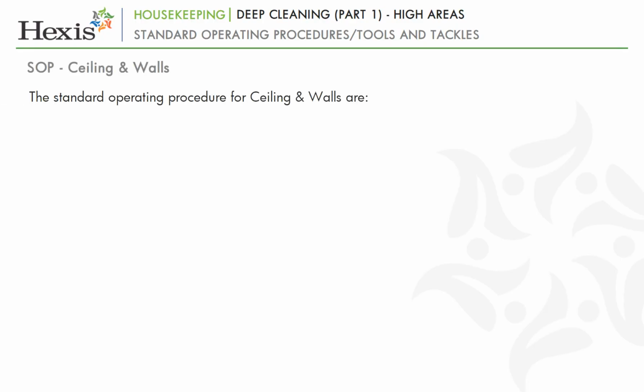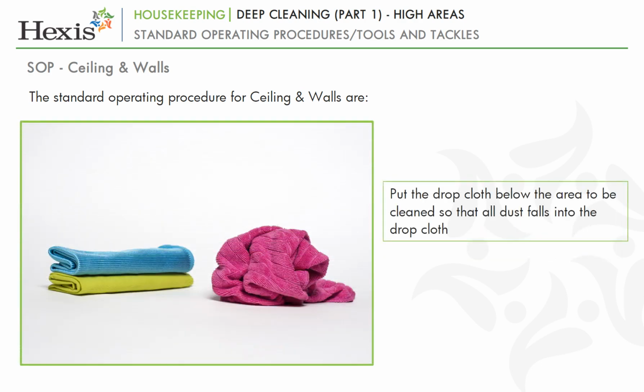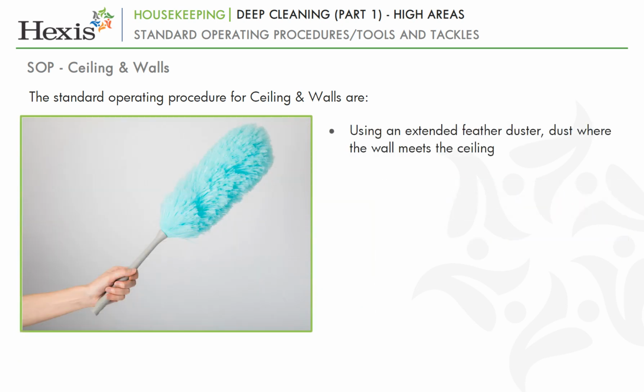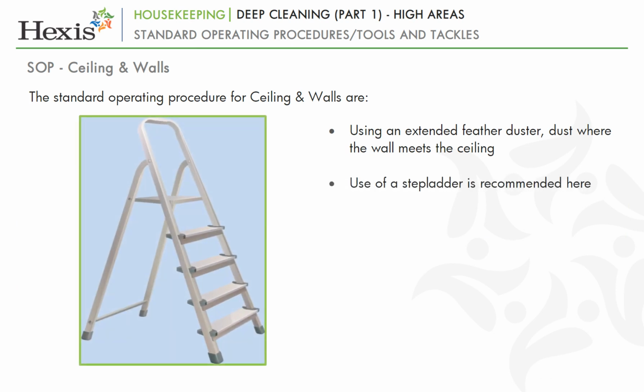The standard operating procedure for ceiling and walls are: display caution sign. Ensure that obstacles are removed and ladder is placed safely against the wall next to the area to be cleaned. Put the drop cloth below the area to be cleaned so that all dust falls into the drop cloth. Using an extended feather duster, dust where the wall meets the ceiling. Use of a step ladder is recommended here.